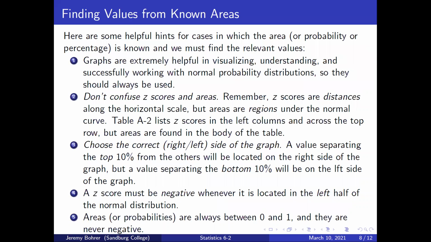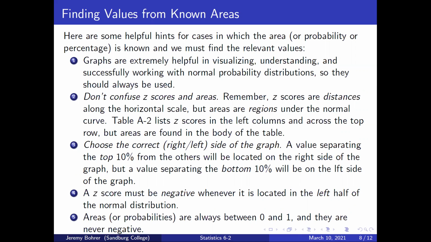Here are some helpful hints for cases in which the area or probability or percentage is known, and we must find the relative values. Graphs are extremely helpful in visualizing, understanding, and successfully working with normal probability distributions, so they should always be used. Don't confuse z-scores and areas. Remember, z-scores are distances along the horizontal scale, but areas are regions under the normal curve. Table A2 lists z-scores in the left columns and across the top row, but areas are found in the body of the table.